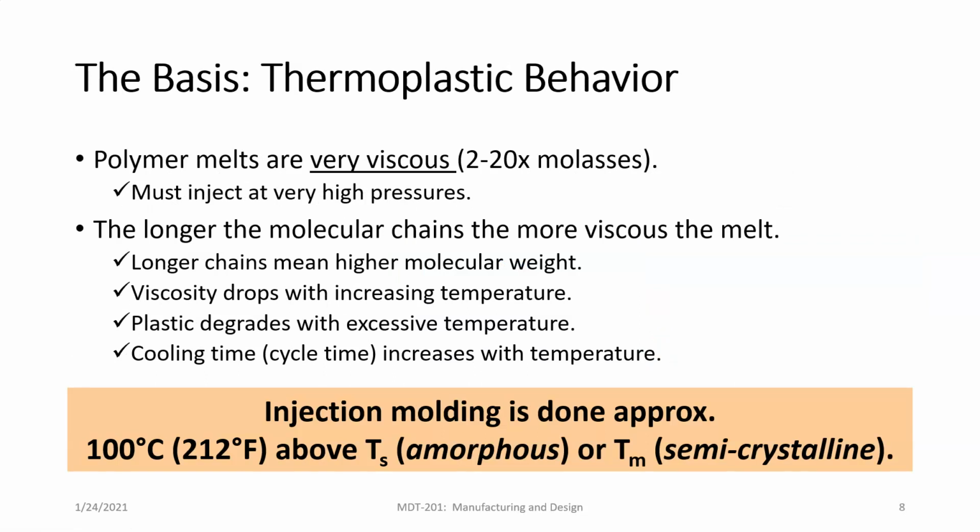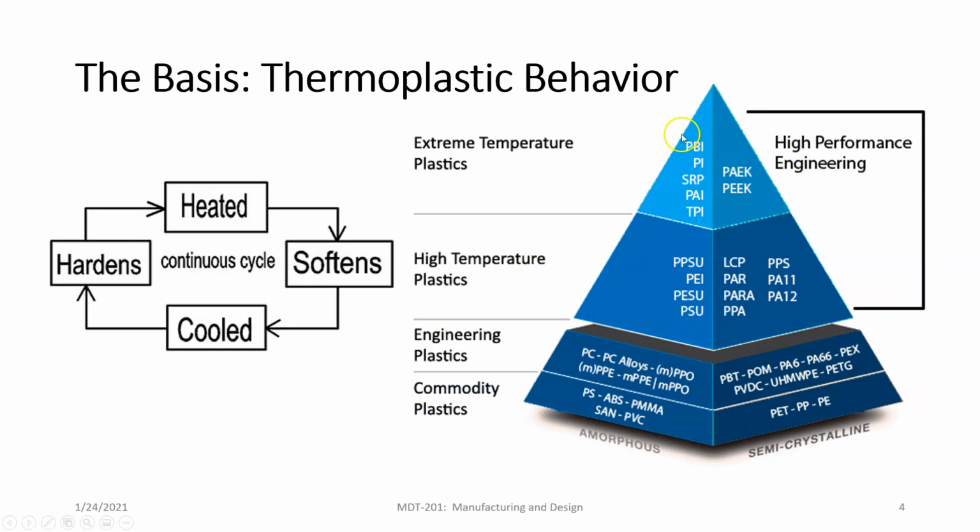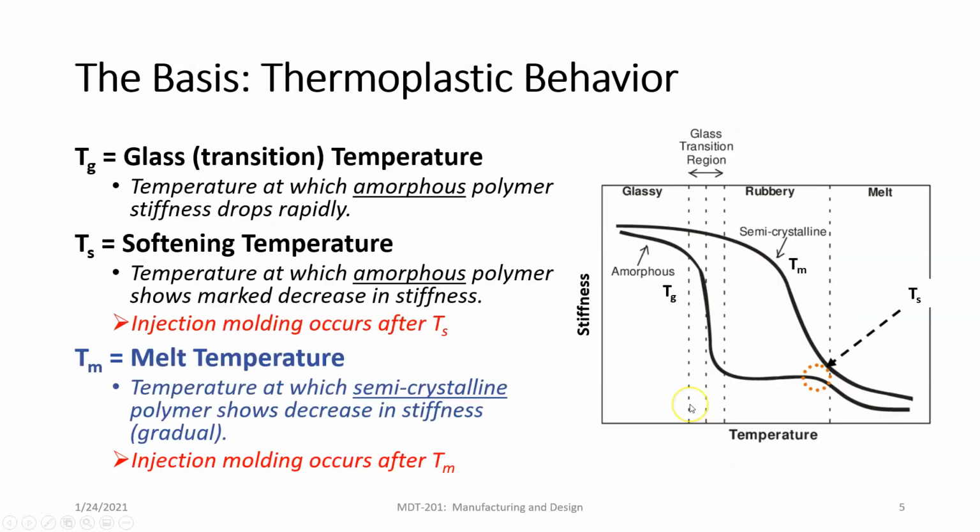So, to summarize the thermoplastic behavior with a specific focus on injection molding, polymers melt and become very viscous, 2 to 20 times that of molasses, which is already viscous enough. So, they don't flow well. So that means we have to inject them at very high pressures. All right. The longer the molecular chains, the more viscous the melt. And basically the longer the chains, let me go back here. These top high performance engineering plastics have longer chains than these lower ones, the commodity plastics. All right.